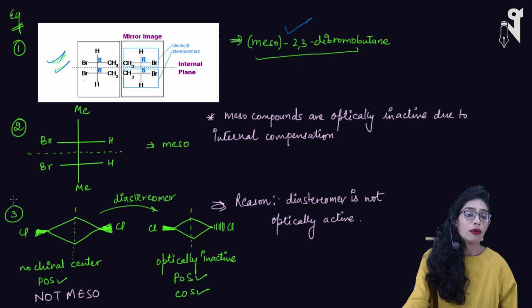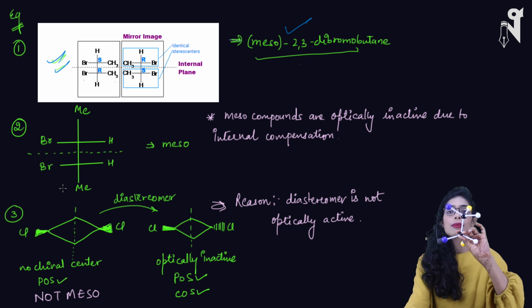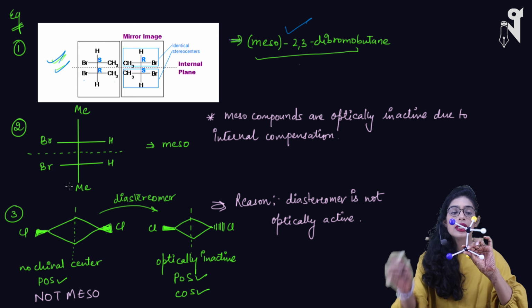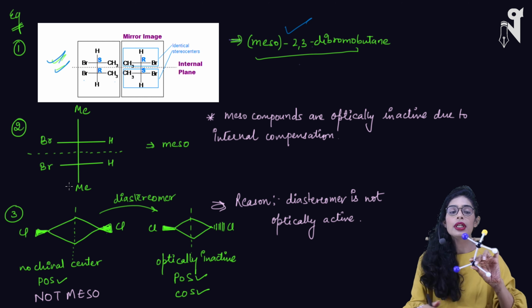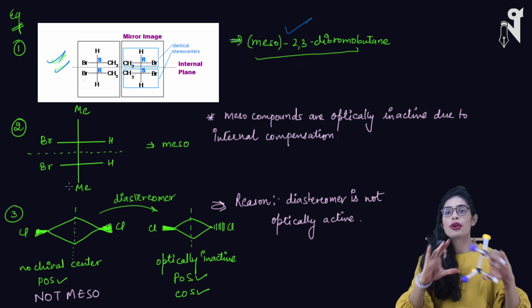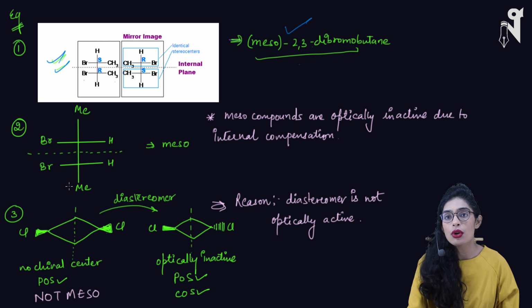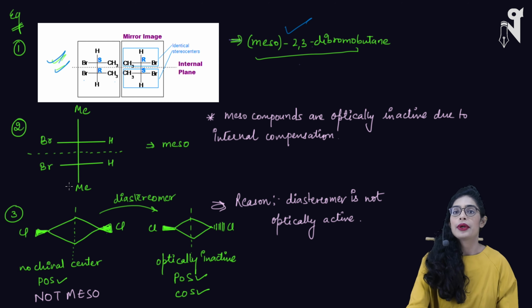Now look at the next compound. The next compound is also exactly the same. I have just shown you this, and many of the compounds you'll be able to identify using this structure itself. This is your methyl, this is your methyl, this is your hydrogen, hydrogen, bromine, bromine, and then cut it from here, and they'll form two equal halves, which are mirror images of each other. When you look at their configuration, one will be R, another will be S, and due to the internal compensation, they will be optically inactive.